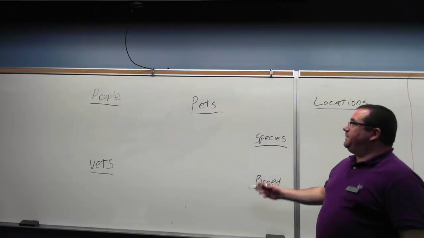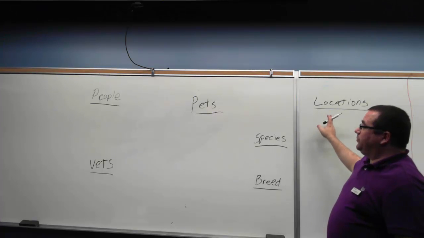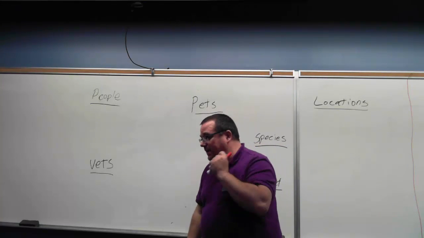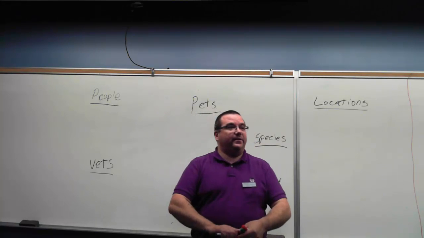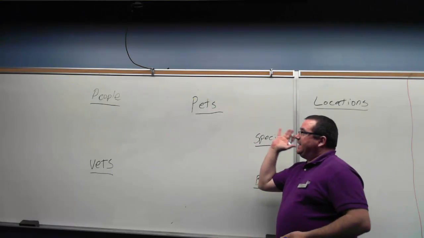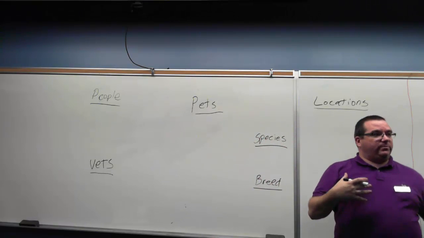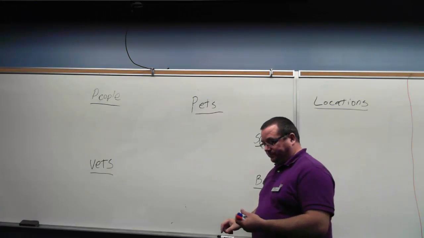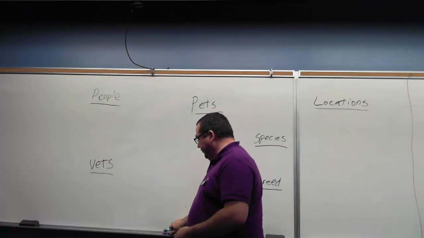Okay, so we got people, pets, species, breeds, locations, and vets. Given the time I've got, we're going to go with that. So now we have the basic entities, and usually when we have basic entities, we want to start thinking about a few different things. Then we start filling in the details.